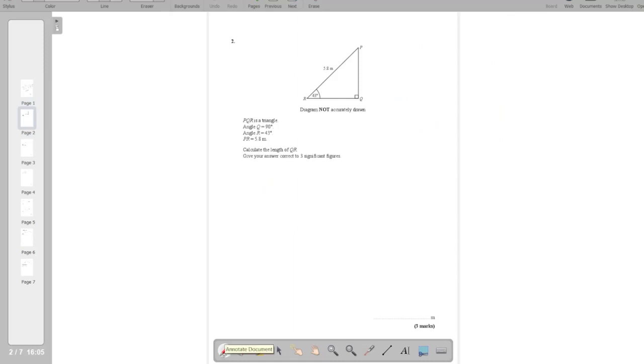Question 2 is PQR is a triangle. Angle Q is 90. Angle R is 43. PR is 5.8. Calculate the length of QR. So QR is opposite. This is hypotenuse. So same rule, we are going to use sin. Sin 43 is equal to PQ. This is adjacent. The question is asking for the adjacent. So let's look at that.